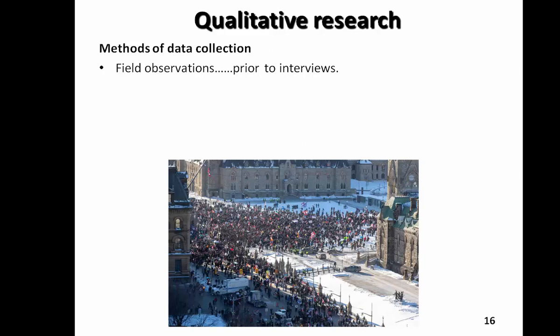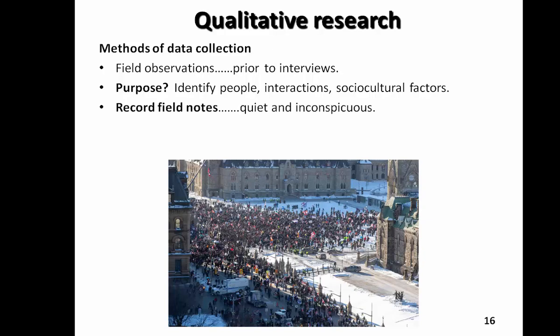And the very first step is what are called field observations. This is what is undertaken by the researchers prior to conducting interviews with potential participants. The purpose of the field observations is to identify people, how those people interact with each other, and how various social-cultural factors are influencing those interactions. The researcher would record what are called field notes. The researchers are quiet and inconspicuous in this situation, simply observers without interacting, allowing the natural course of events in that situation to unfold. So there are no interactions at this point with potential research participants.